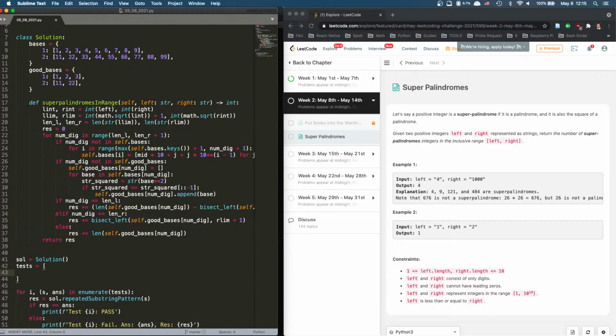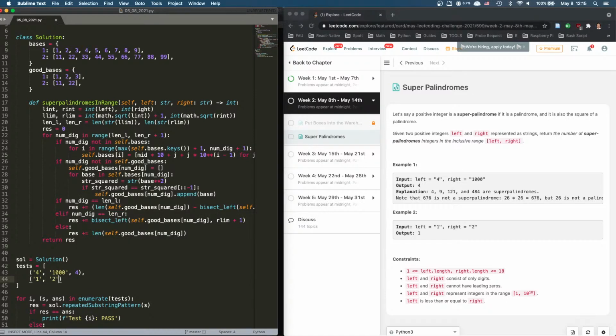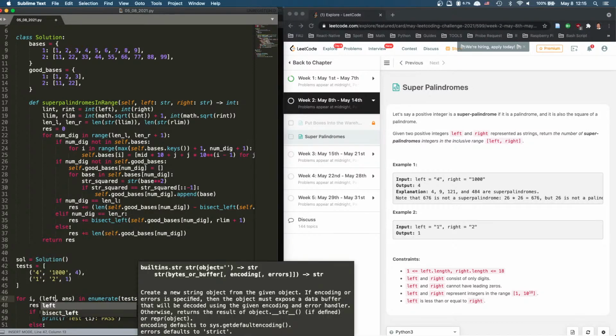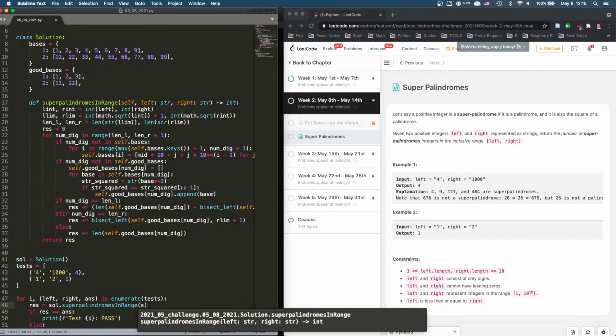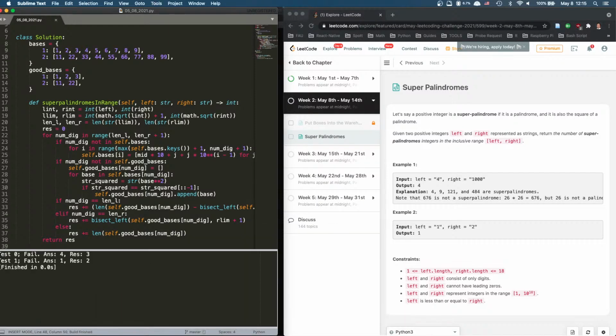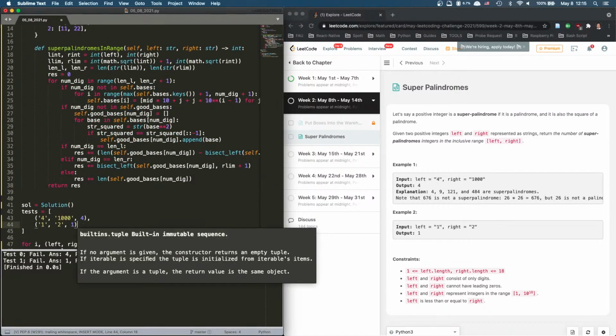First one we have a 4, and a 1000, and the result is 4. Second one we have a 1 and a 2, result is 1. And here we're going to have a left, a right, and oh, we're going to get a compile error here. Fail and fail. Ha! Okay, that's a blow. That's fine. Doesn't matter.